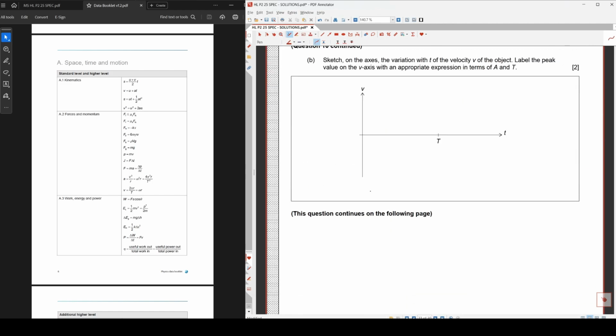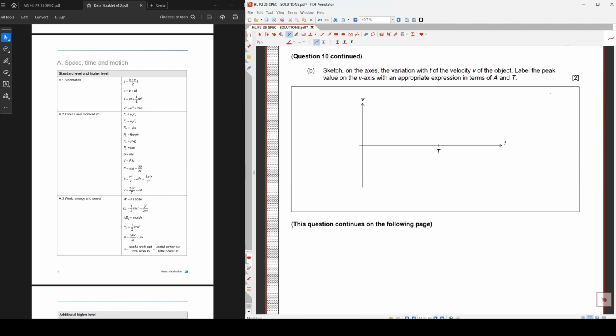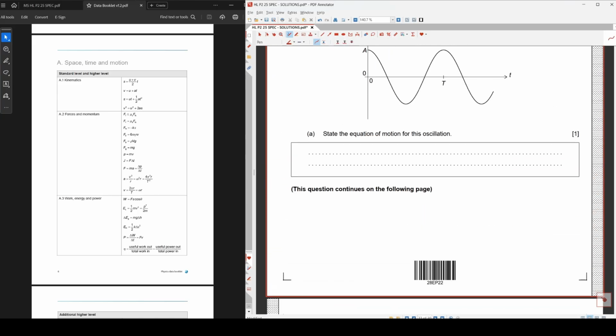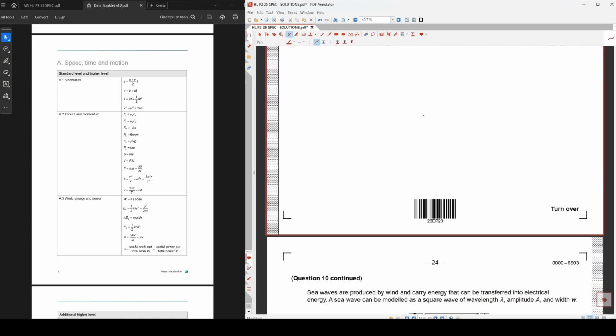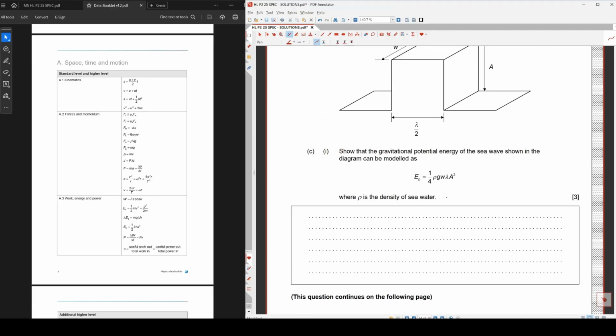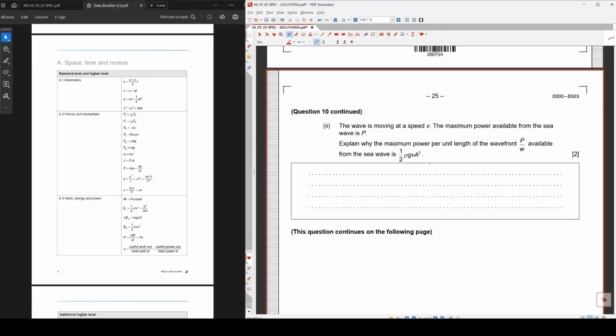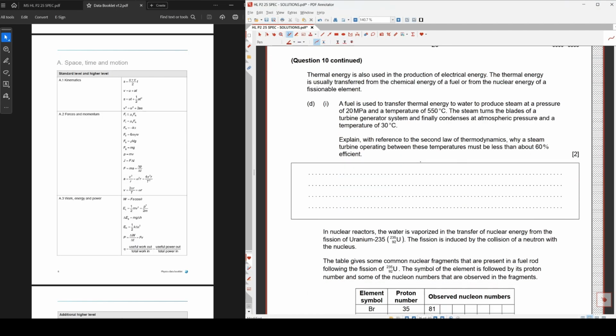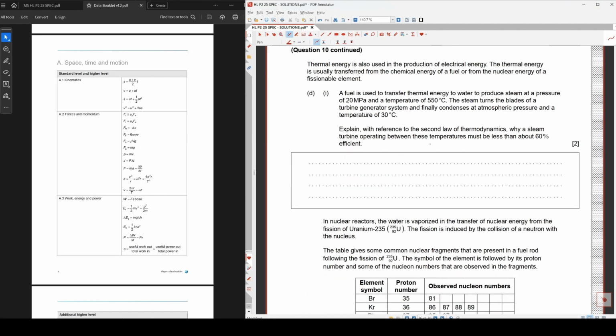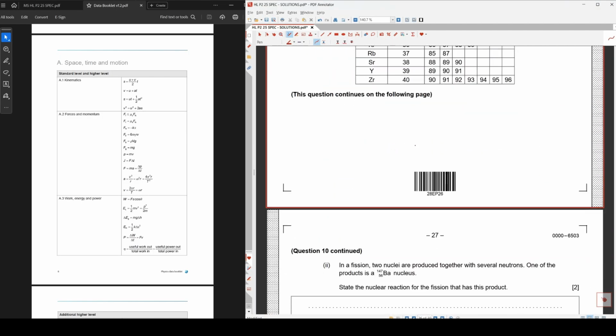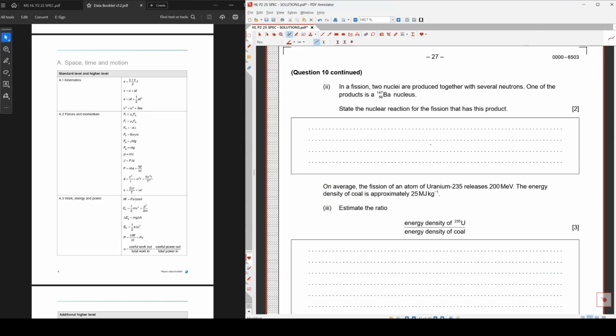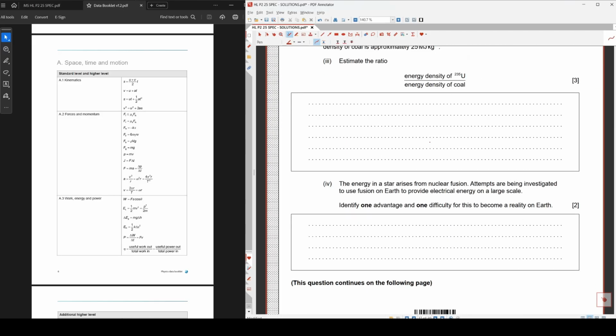All right, this is a motion graph thing, so I feel pretty confident I can sketch a velocity graph if I have the displacement graph. Yikes, no thank you. Maybe there's some, okay, thermodynamics laws, I don't know. Write a nuclear reaction, maybe I can try that.